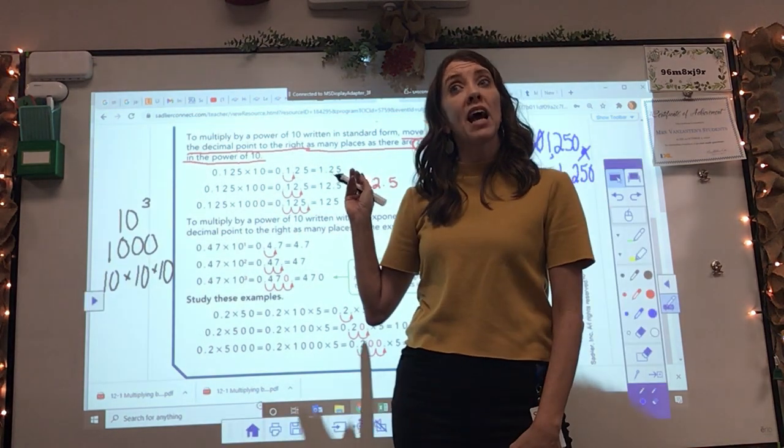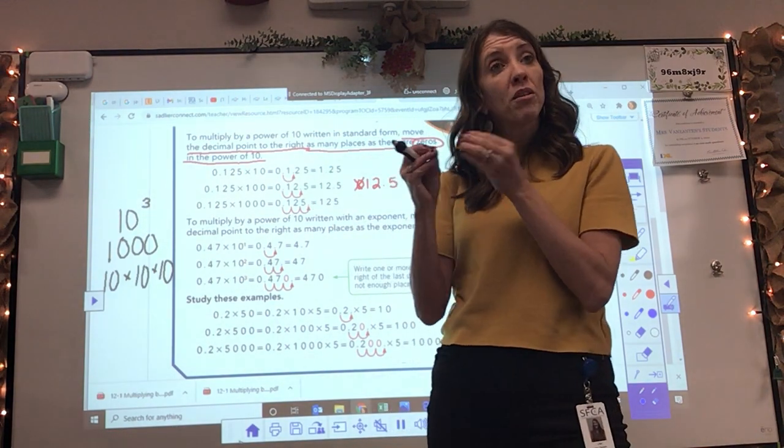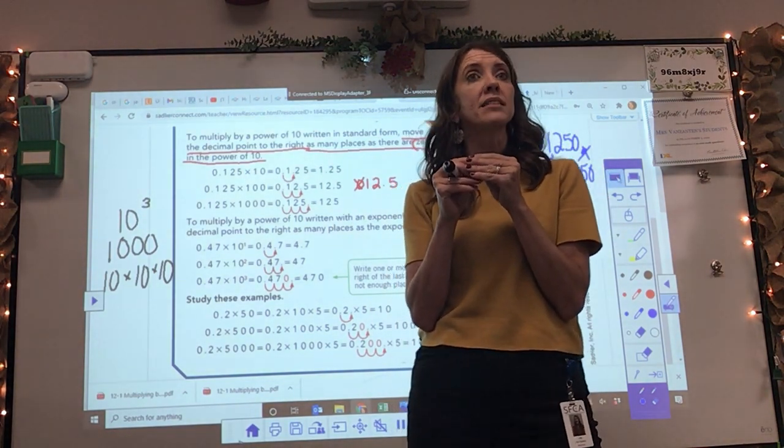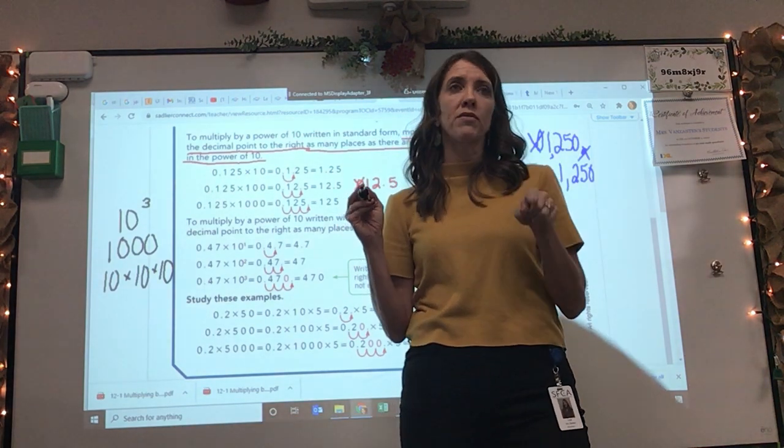So you would be doing this actually quite a bit if you're in a pharmaceutical field, like dealing with medicines or pharmacy. A lot of that is dealing with metrics. So this is an important skill to know, how to multiply or divide by a power of 10.